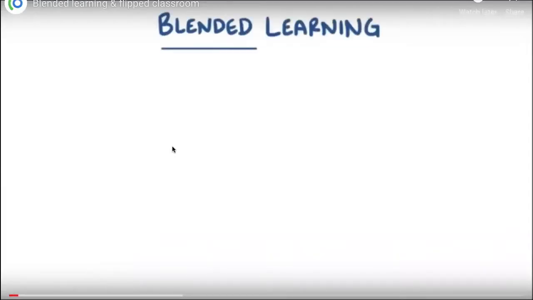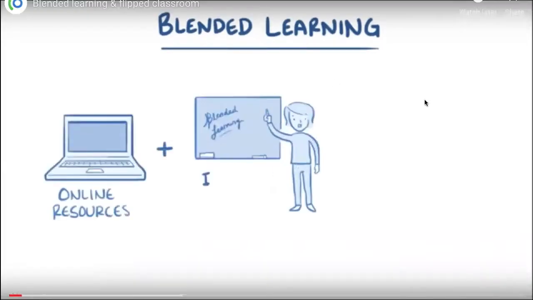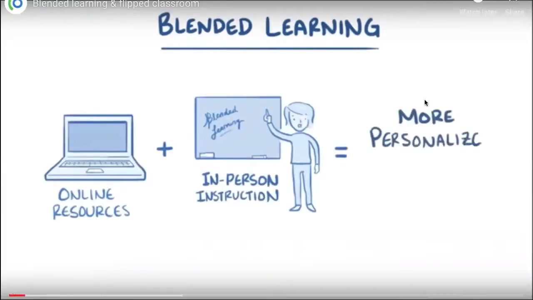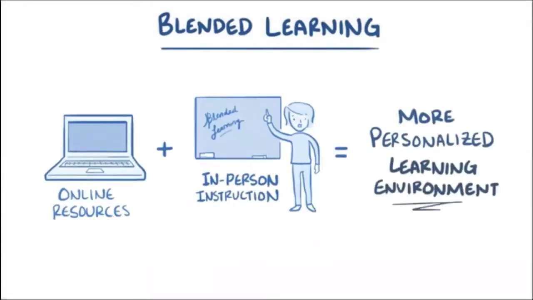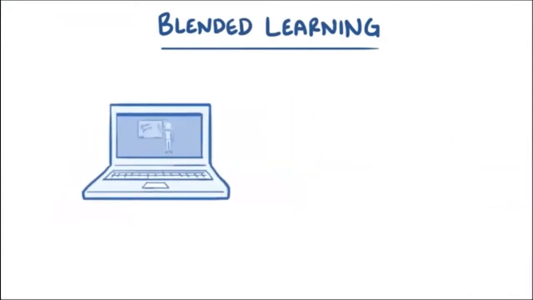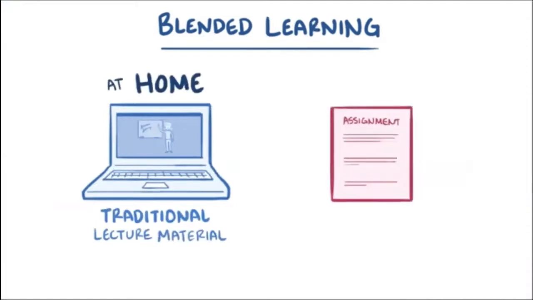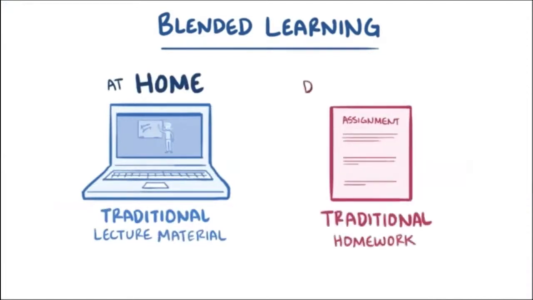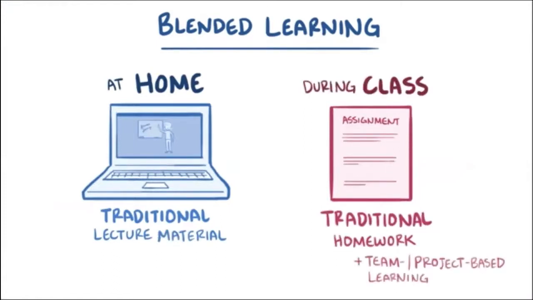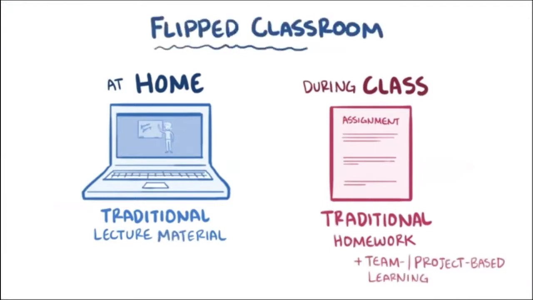Blended learning is a way of teaching that combines online resources with in-person instruction to create a more personalized learning environment. With blended learning, instructors often make some or all of the content available to the students outside of class time. Taking this to the extreme, students can consume all of the traditional lecture material at home at their own pace, and during class time they could complete work assignments traditionally given as homework, as well as other activities like team-based or project-based learning. This describes the flipped classroom model because it flips what students do at home and in the classroom.